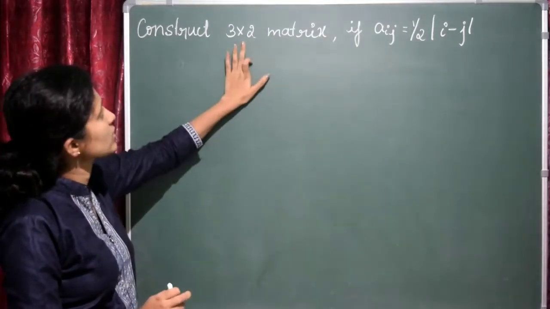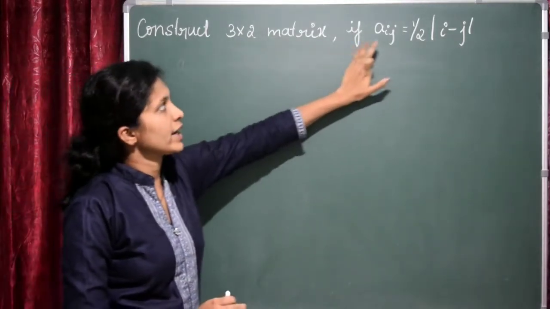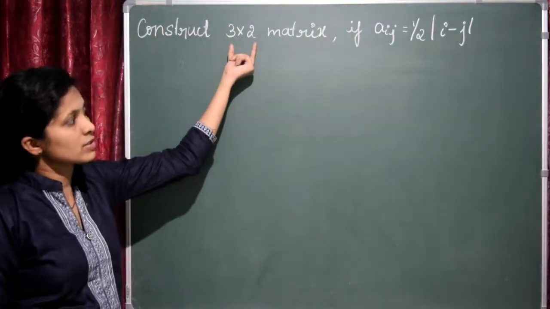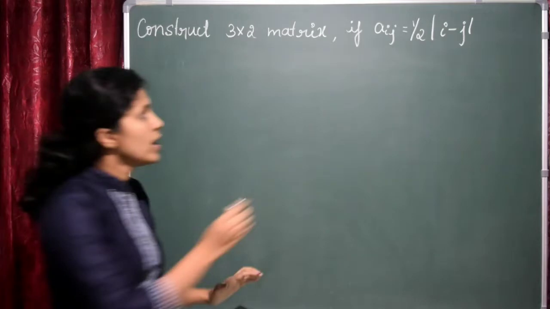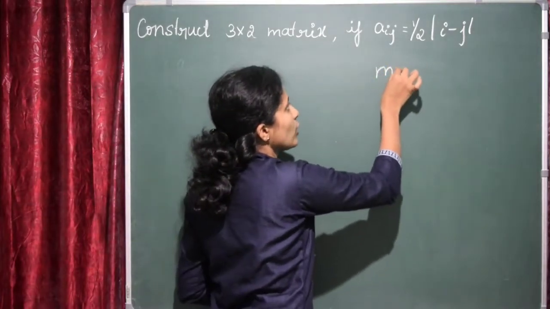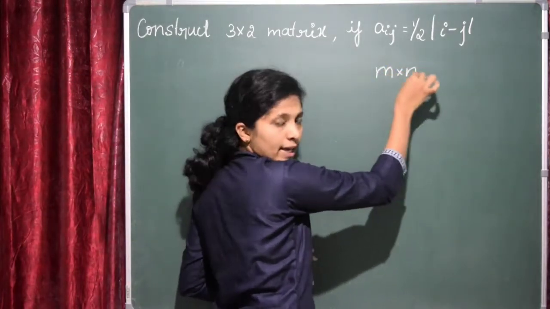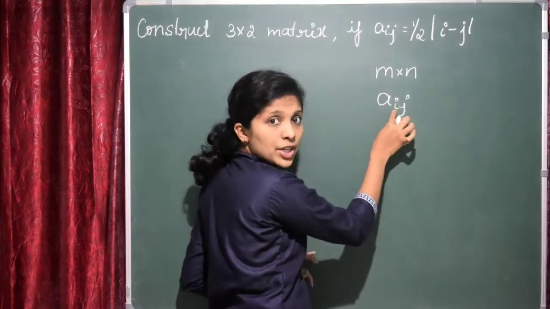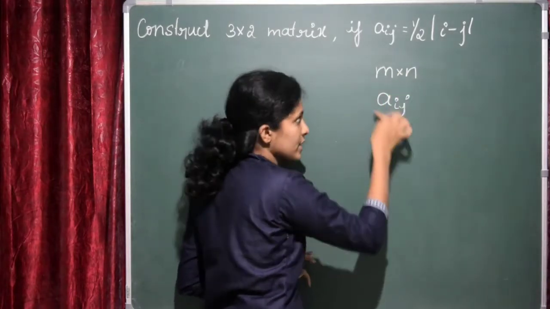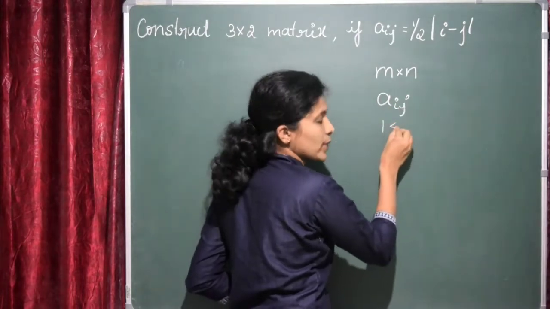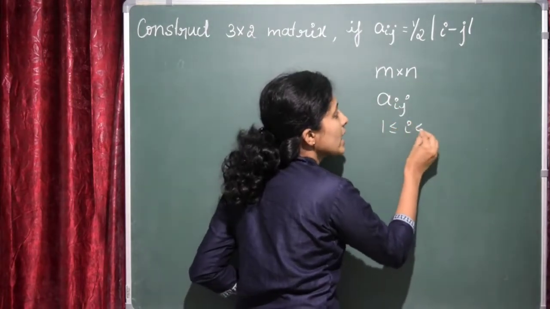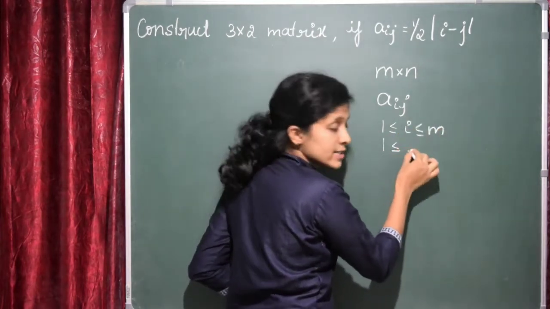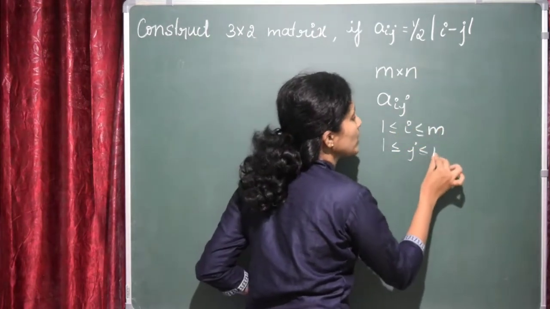Construct a 3 by 2 matrix if Aij is equal to 1 by 2 mod of i minus j. You have to construct a matrix of order 3 by 2. You know that if it is a matrix of order m by n, Aij will be an element, right? Here this is the element in the ith row and jth column. You studied this one. So the value of i is between 1 less than or equal to i less than or equal to m, and the value of j is between 1 less than or equal to j less than or equal to n. This you know.